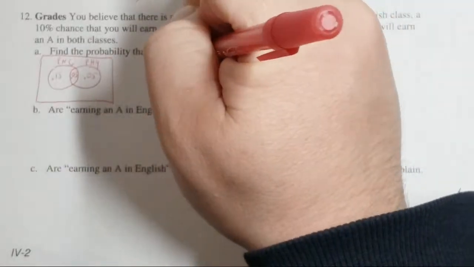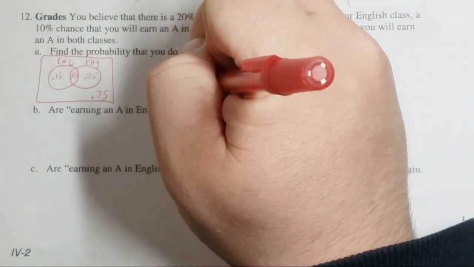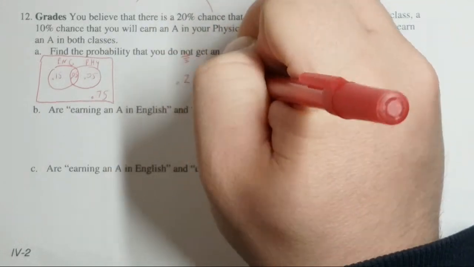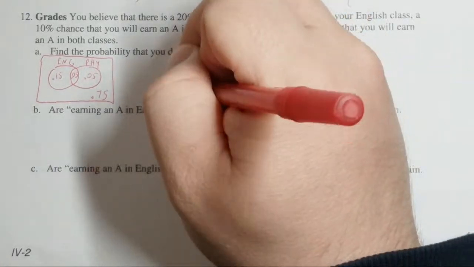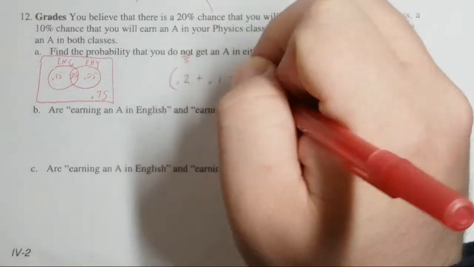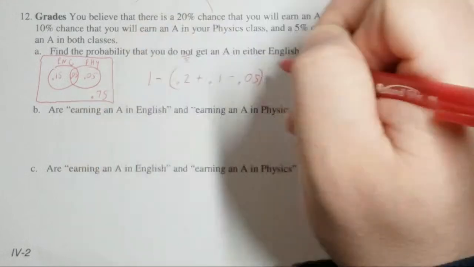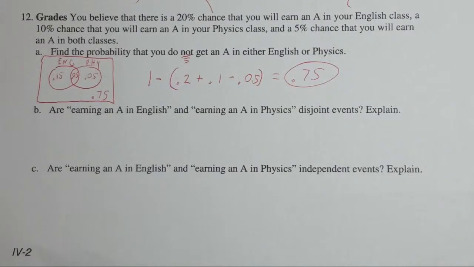But this problem is asking to find the probability that you don't get an A in either class. The answer is 0.75. Another way of thinking about it, you could use that formula, the probability of A plus the probability of B minus the probability of A and B, which gets you 25% or 0.25. But since it's asking you don't get an A in either, you could do 1 minus, which gets you 0.75. Whichever way you slice it, the answer is 0.75.